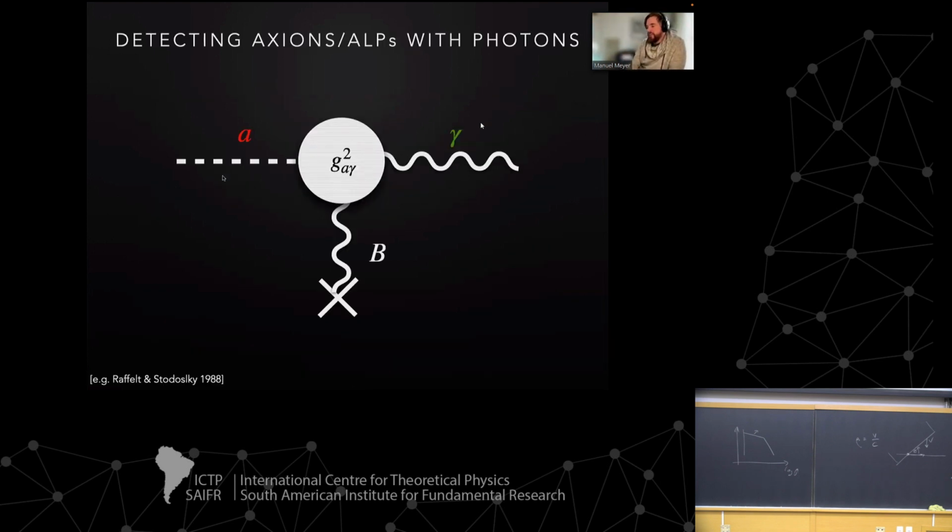So the Feynman diagram that we need for this is this one. The axion could oscillate into a photon in the presence of an external magnetic field. And this is what we'll use exclusively throughout this lecture. You could also turn this around, and you could have the decay into two photons that I also briefly touched upon yesterday. But today, it will only be oscillations between axions and photons. So both directions are, of course, possible.